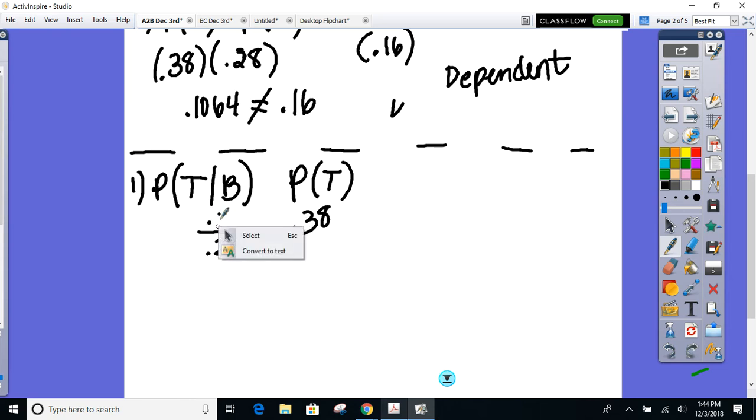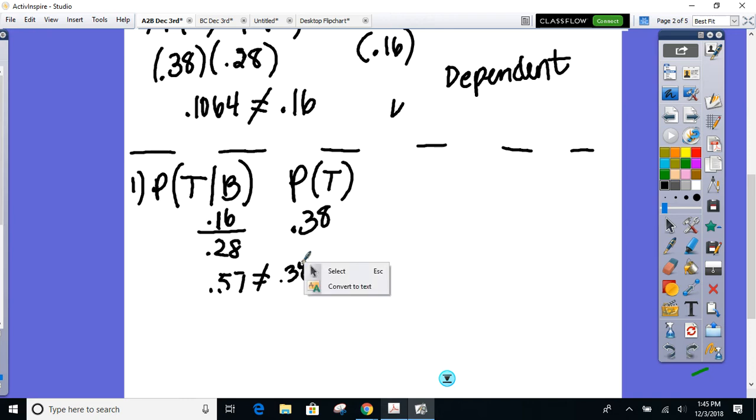0.16, and now I'm just going to compare these two. And you're finding hopefully not even close again, right? 0.57. Not equal to 0.38. So they're dependent again. So either way, you can test whether they're independent or not.